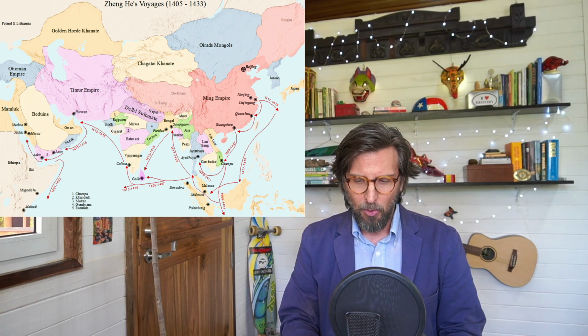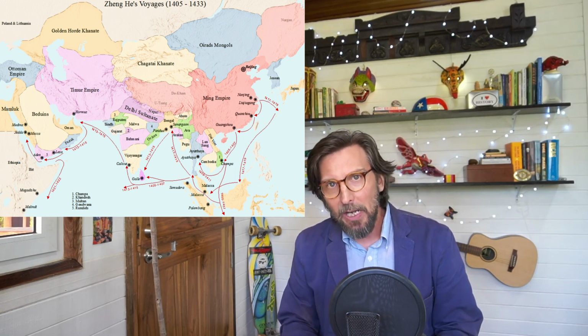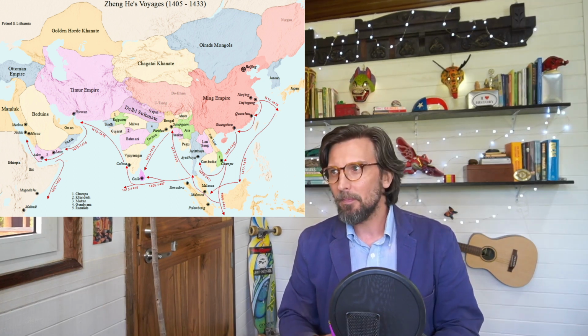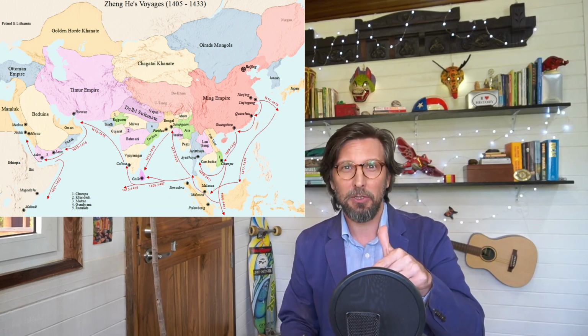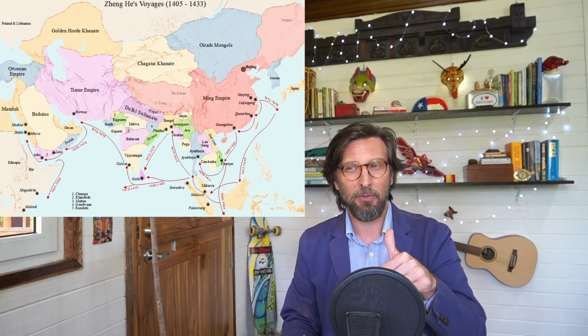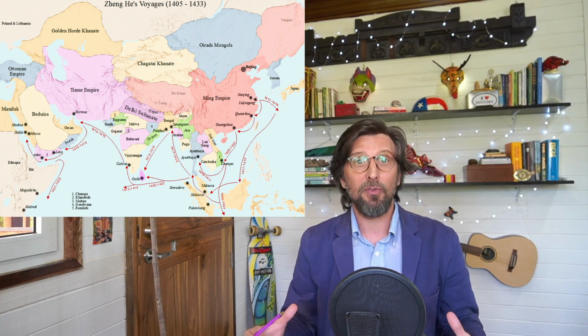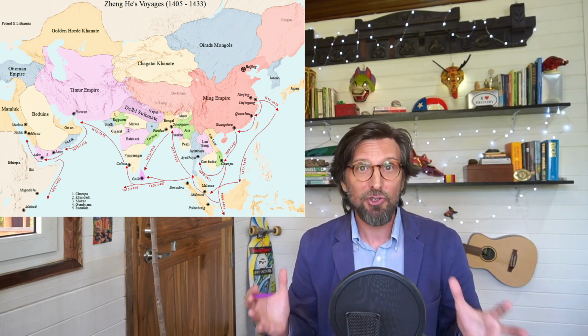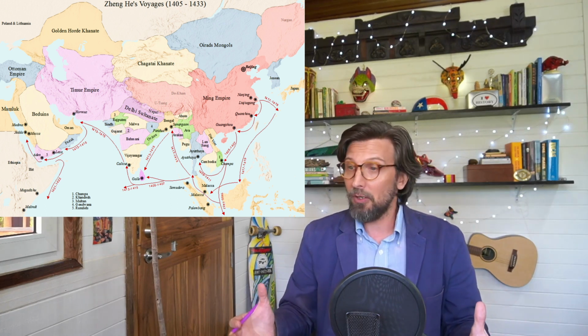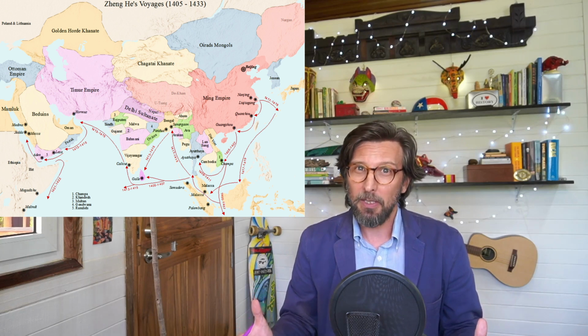Now, it's interesting to compare this to what's going to happen when Europe rounds Africa and makes it to the Indian Ocean, right? So we see the Chinese very powerful. I mean, they're sending out a flotilla of 300 ships here, right? They could have done some damage, but they don't, right?